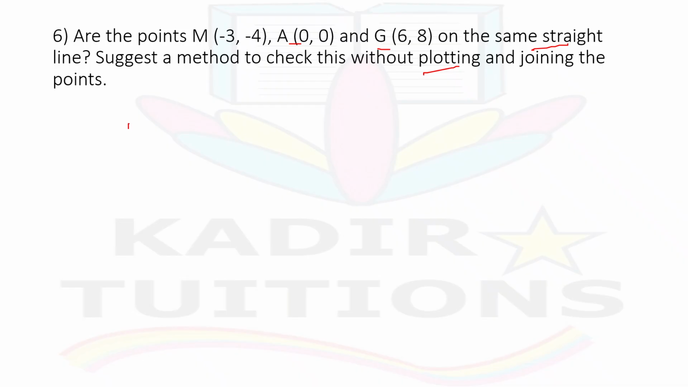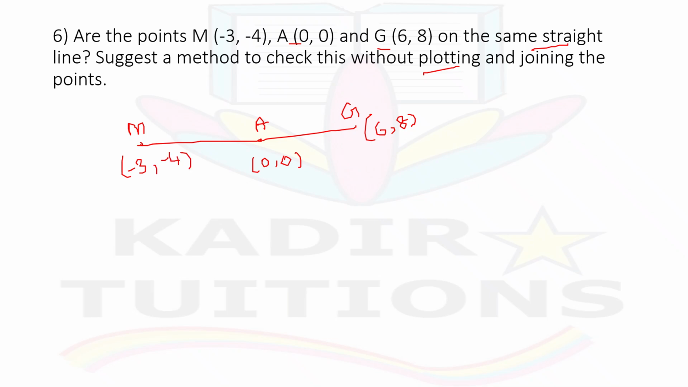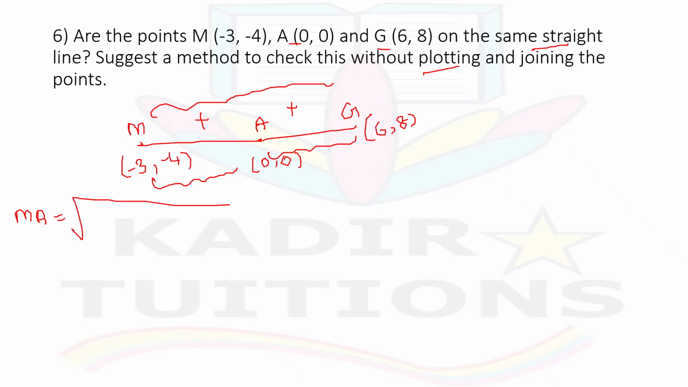Okay, so over here I can mark M, and this one is A and this one is G. So G is 6 comma 8, A is 0 comma 0, and M is minus 3 comma minus 4. So how am I going to check? First I will find the distance between M and A, and then I'll find the distance between A and G. At last, if I add these two distances, it needs to give the MG distance. So what are we going to do? Obviously, we are going to use the distance formula. Can we start doing it? So first we'll find the distance between M and A using the distance formula. So yes, I'm starting over here.